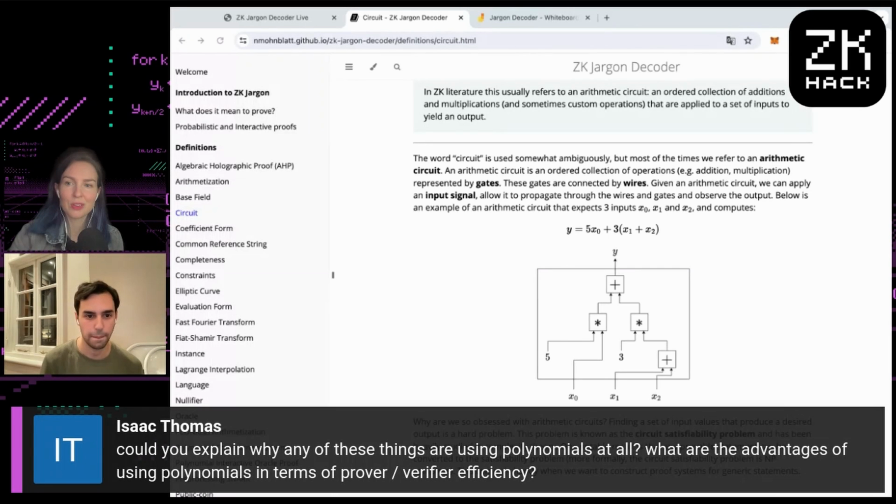This is just more theoretical. Can you explain why any of these things are using polynomials at all? Yeah. So we touched upon it a bit earlier, and it was this idea of distance amplification. If I have 2 polynomials that are the same except for one coefficient, and I take a random point and evaluate both of these polynomials at that random point, they probably won't have the same evaluation.